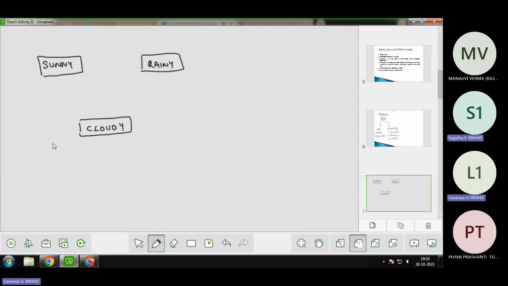But what am I seeing? I'm just having a person who's entering from outside and I am able to see what he is wearing, whether he is wearing shorts or a coat or an umbrella. Based on this, I want to judge what the weather outside is.